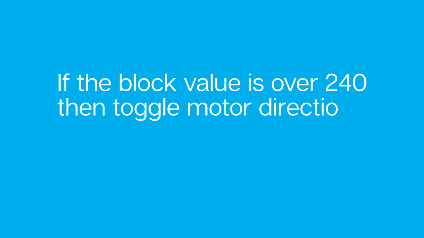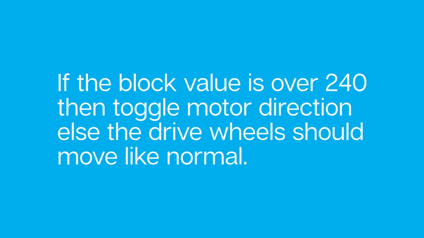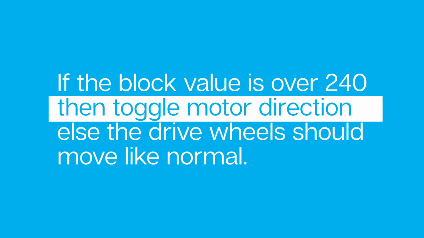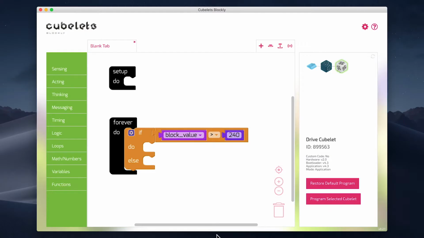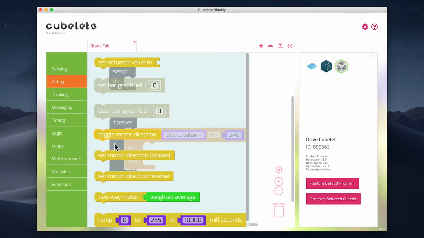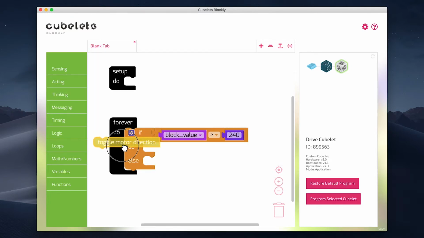If we go back to our pseudocode goal, if the block value is over 240, then toggle motor direction, else the drive wheels should move like normal. The next instruction segment is the toggle motor direction. So we are going to go to the acting menu and grab the toggle motor direction function. Now our statement reads correct. If the block value is over 240, then toggle the motor direction.